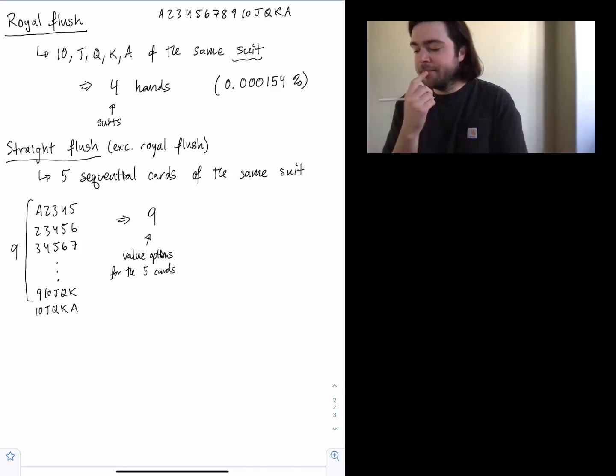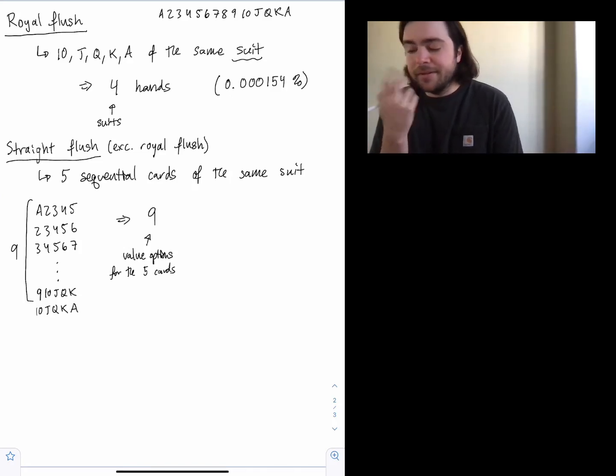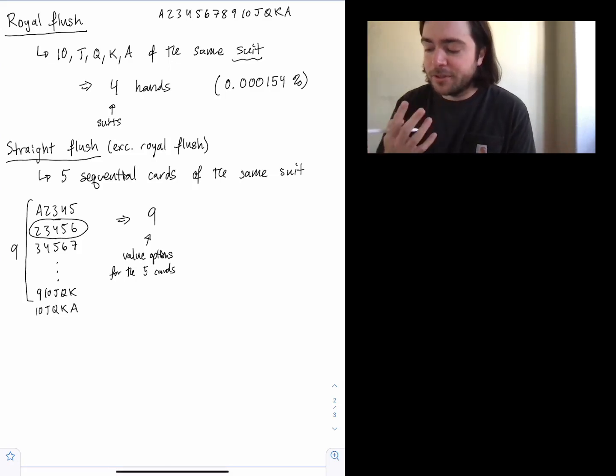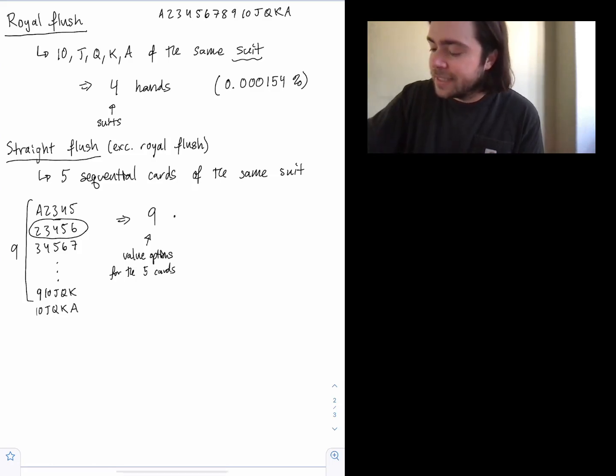Okay, we just listed them. What about the suits? Well, we're fine with any suit for this card as long as the 5 cards have the same suit. So for each one of these value choices, we have 4 choices for which suit, right? It could be those 5 cards of hearts, those 5 cards of clubs, and so on. So we get these 9 options, but for each of those 9 options, there are 4 options for the suit. So that's 9 times 4.